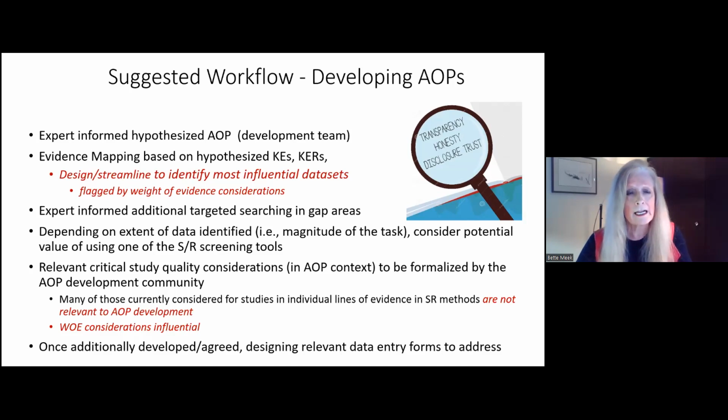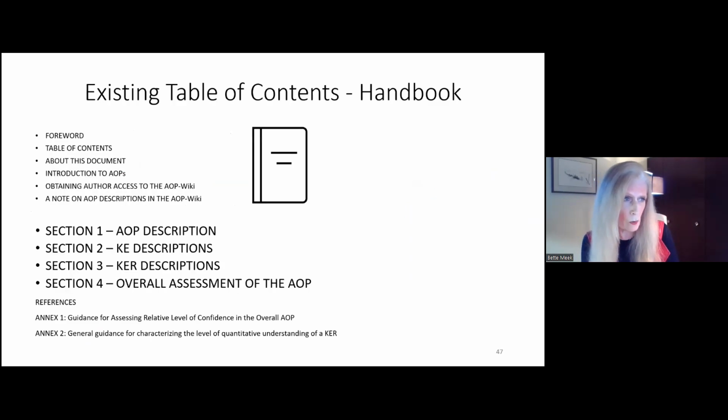And again, the weight of evidence considerations, these patterns that we're looking for across key event relationships, are really influential in identifying the types of experimental data that we'd like to have. So once additionally developed and agreed, then we could think about designing the relevant data entry forms to address those quality considerations. And we've also been thinking about, this is the actual existing table of contents for the handbook.